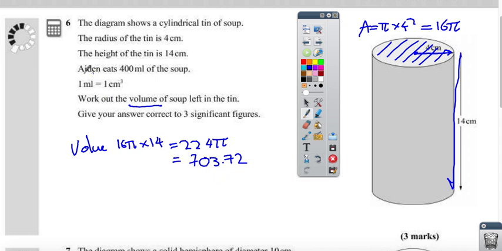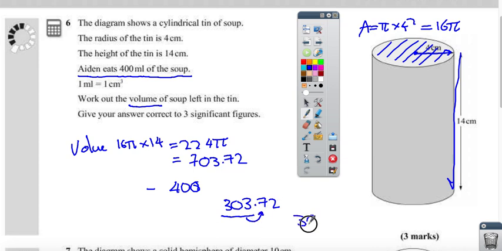But it says here, Aidan eats 400 millilitres of the soup. Now, centimetres cubed and millilitres are the same measurements. So 1,000 centimetres cubed is the same as 1,000 millilitres. So if he eats 400, we're taking away 400 of this, because he's eating it. So if we now take away 400, 703.72, take 400, is going to be 303.72. 3 significant figures, however, the 303 gets rounded up by the 7 and becomes 304.